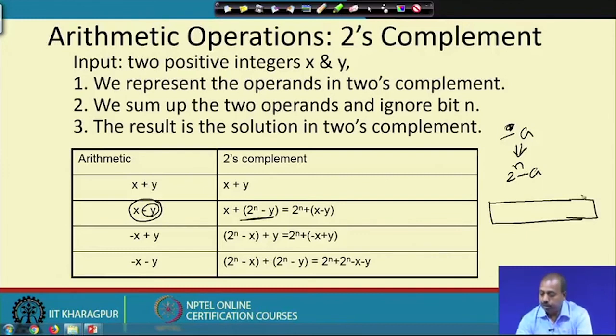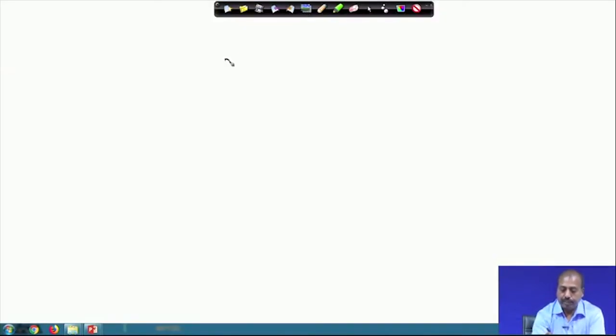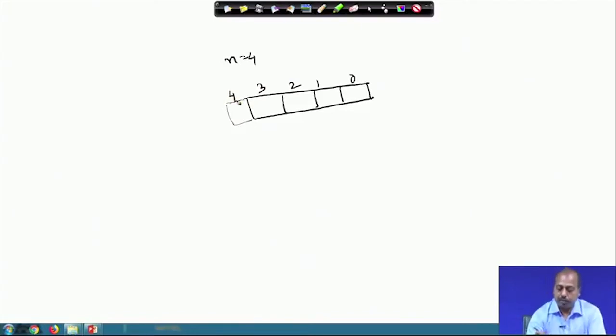If you look into the individual bits, let me take a fresh page. Say n equal to 4. Then I have the bits 0, 1, 2, 3, and this bit is the 4th bit. If you look into the corresponding weights, this is 1, 2, 4, 8, 16. So, this is equal to 2 to the power n, this is equal to 2 to the power n minus 1, this is 2 power n minus 2, like that.